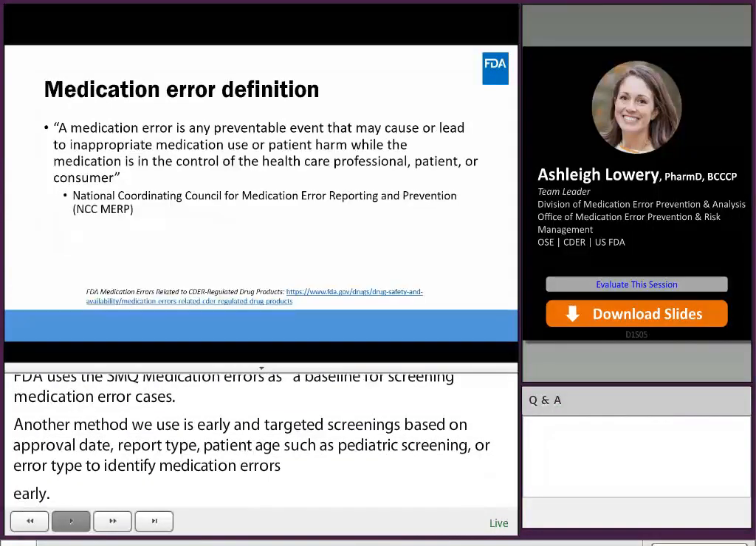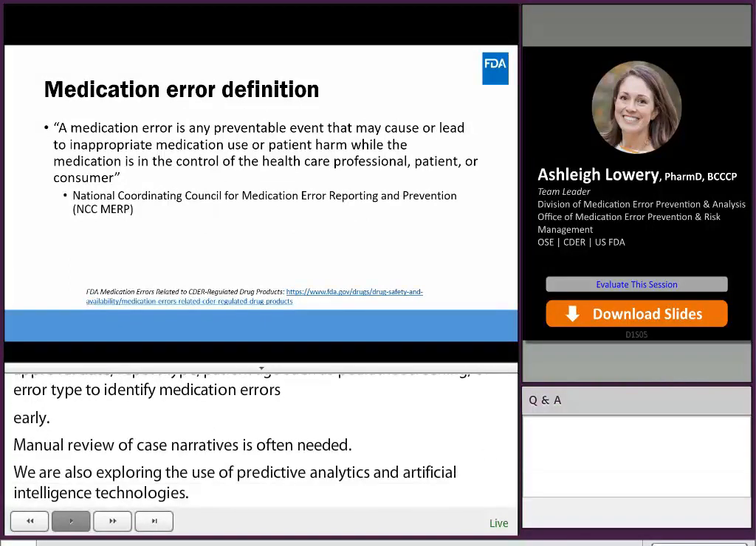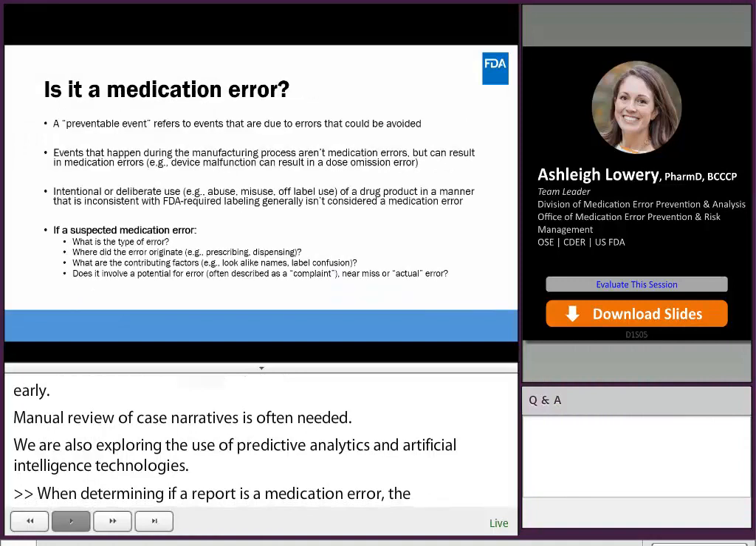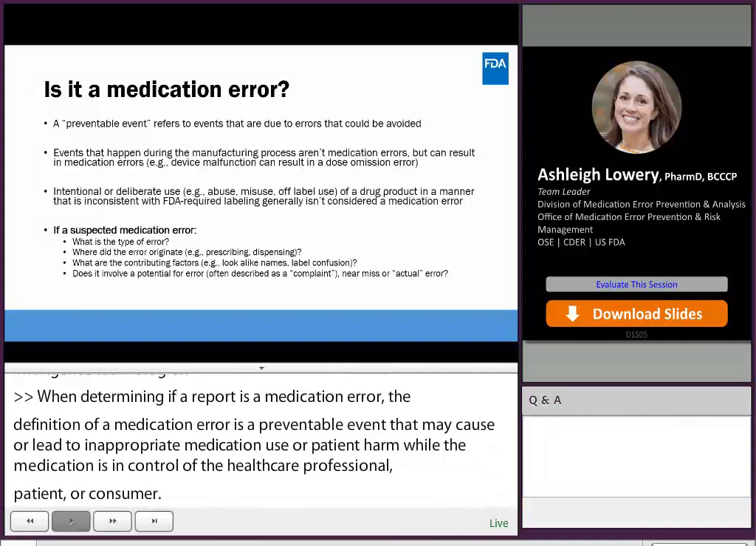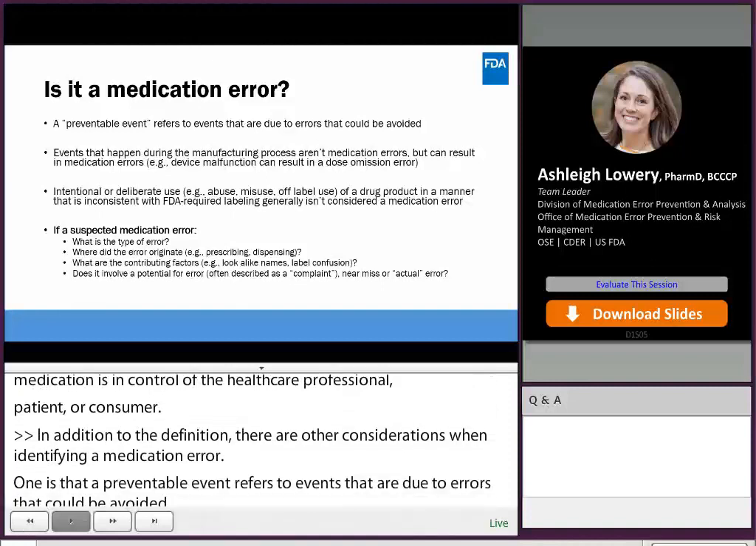When determining if a report is a medication error, recall the definition of a medication error from the last session, which is a preventable event that may cause or lead to inappropriate medication use or patient harm while the medication is in control of the healthcare professional, patient, or consumer. In addition to the definition, there are other considerations when identifying a medication error. One is that a preventable event refers to events that are due to errors that could be avoided. For example, a patient who receives a wrong drug because of lookalike container labels is a preventable event.